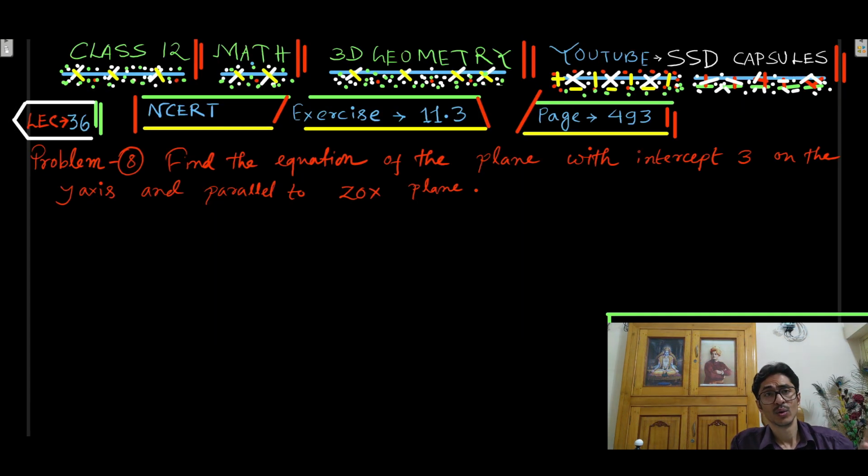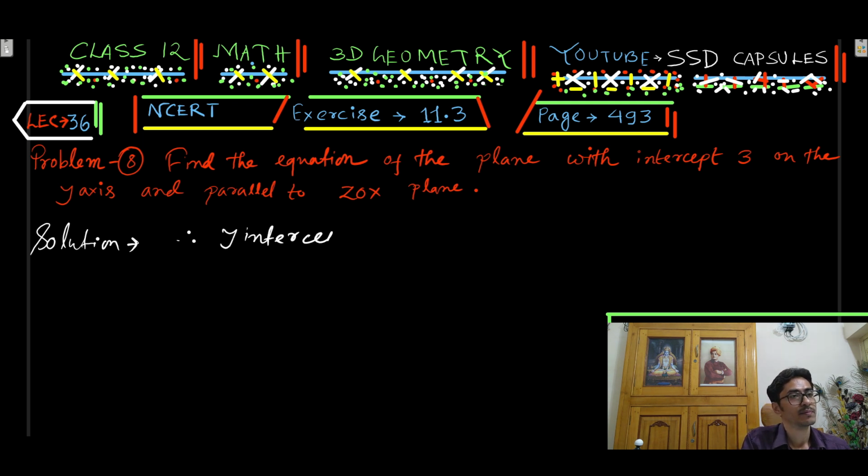Find the equation of the plane with intercept 3 on the y-axis and parallel to ZOX plane. Solution. So here, the plane has intercept 3 on the y-axis. Therefore the y-intercept is 3 unit. Therefore b equal to 3 unit.